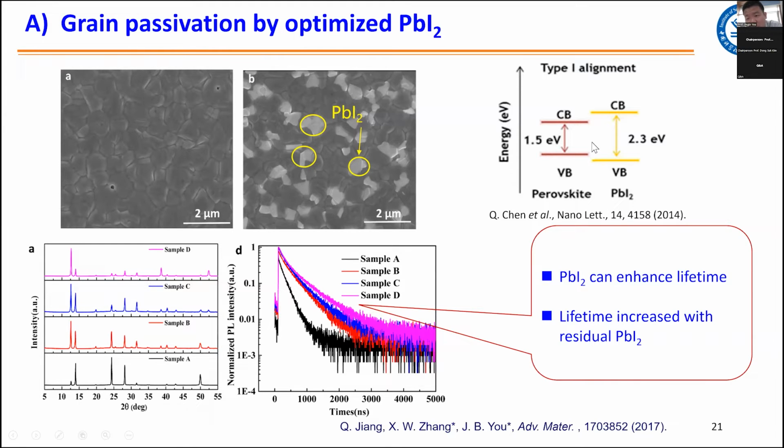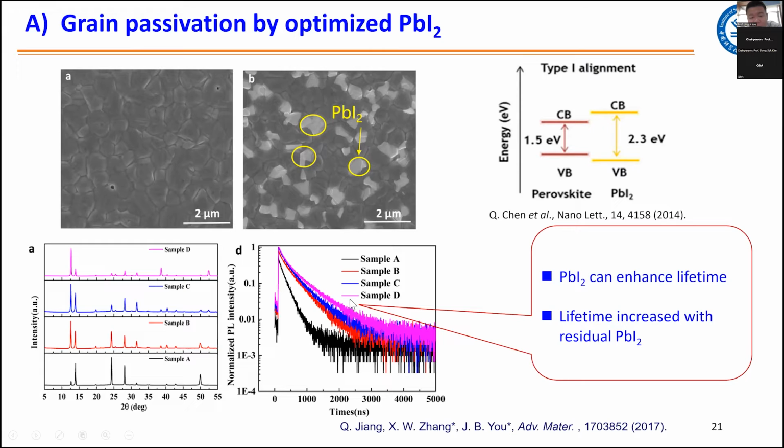These materials can form a type 1 band alignment. So the electrons and holes cannot easily combine at this interface. So the grain boundary passivates the defect-related recombination, which should be suppressed. As a result, if we introduce the lead iodide at the grain boundaries, the lifetime will be increased.